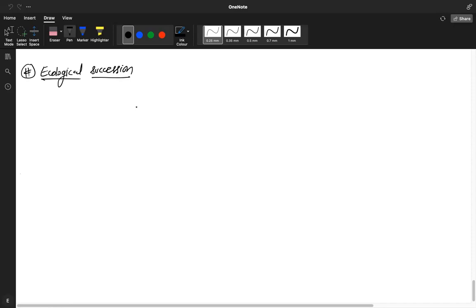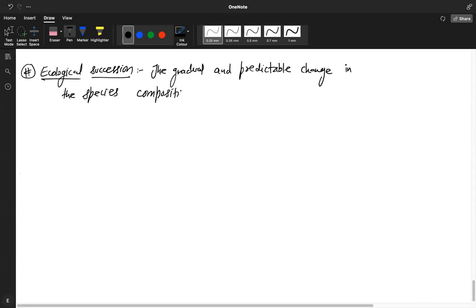Write down. It is defined as the gradual and predictable change in the species composition of any given region.